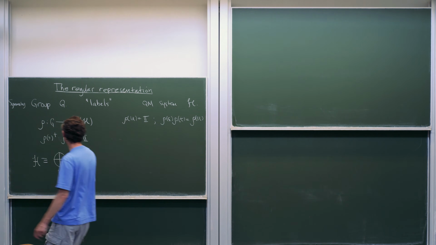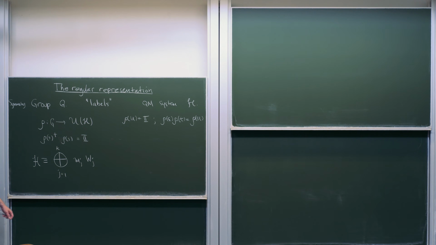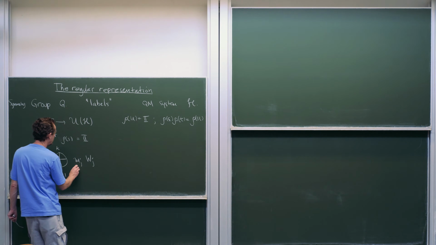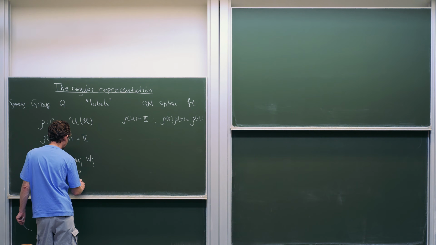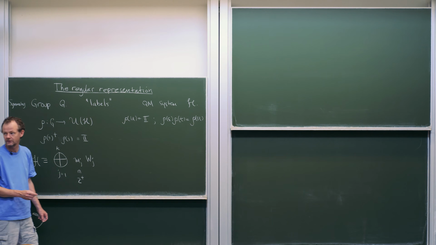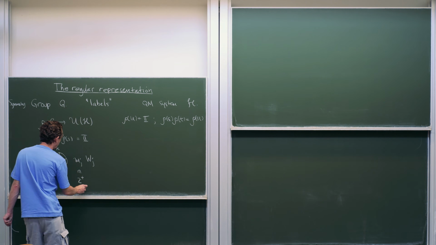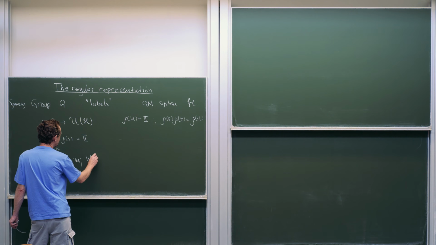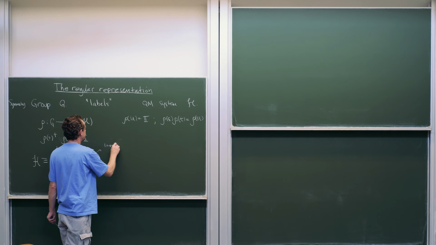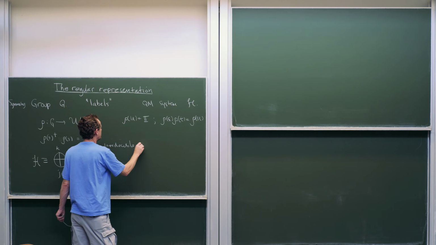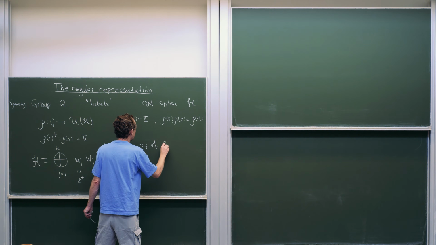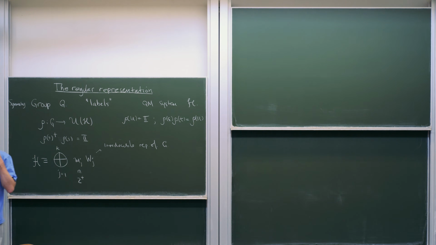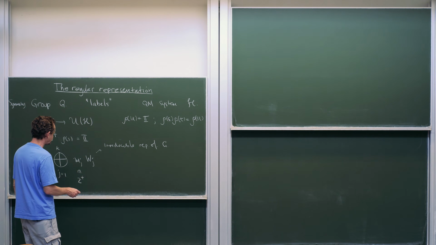So j equals 1 to K. We've learned that our Hilbert space always breaks up into a direct sum of smaller Hilbert spaces where Mj is a non-negative integer, and Wj is an irreducible representation of the group G. So that's what we learned in the last lecture. Effectively, we got that far.